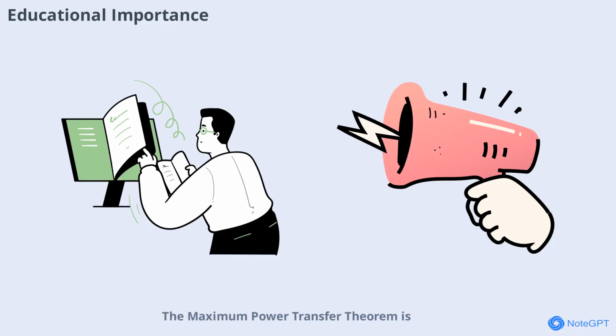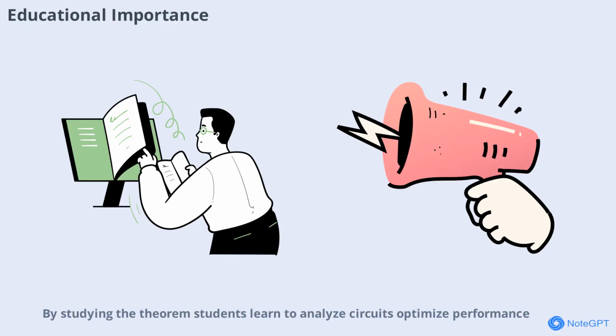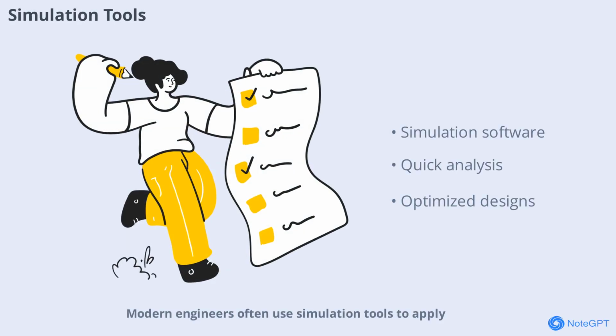Maximum power transfer theorem is a staple in electrical engineering education. It provides students with a clear example of how theoretical concepts translate into practical design rules. By studying the theorem, students learn to analyze circuits, optimize performance, and make informed design choices. This foundational knowledge prepares them for more advanced topics in electronics and power systems. Modern engineers often use simulation tools to apply the maximum power transfer theorem in complex circuits.